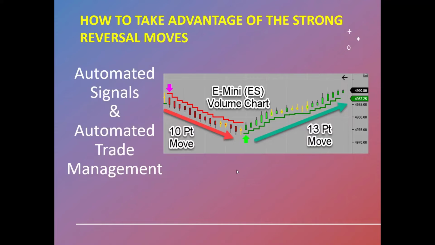All right, so trade with the trend. Again, here's our automated signals. This is a volume chart. All of our charts run in a NinjaTrader platform, and you can use any chart type that's supported by NinjaTrader. This is an example of a volume chart.